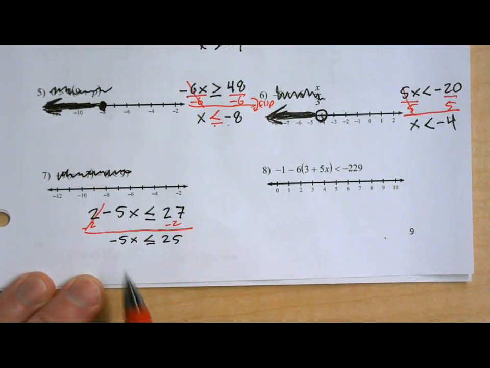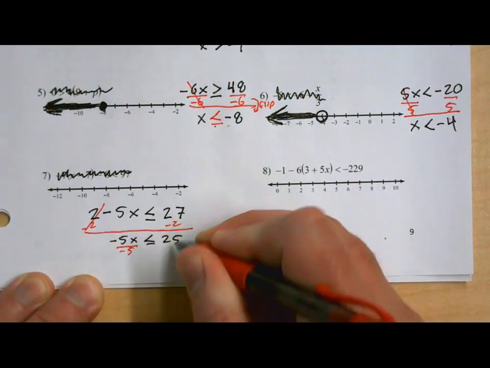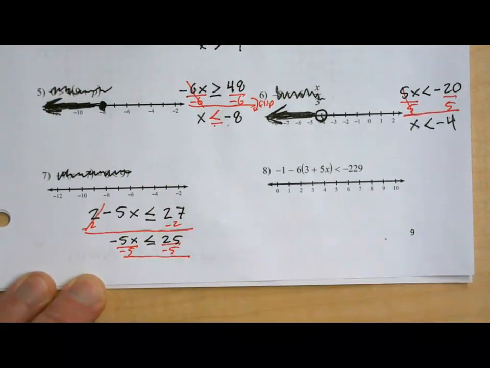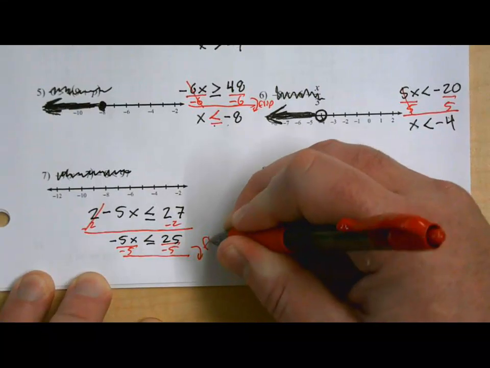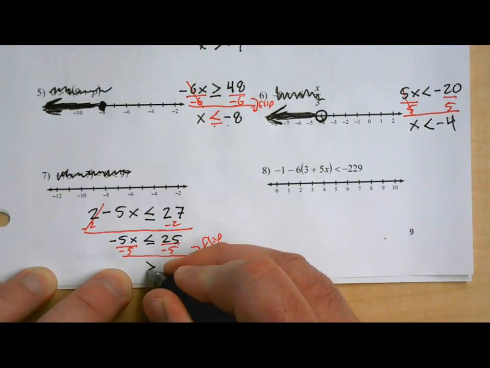We're going to need to divide to get rid of this thing. I'm dividing on both sides by -5. What's that mean, though? We got to flip the sign this time. Since we're dividing by a negative, we must flip the sign. So this is going to become a greater than or equal to.